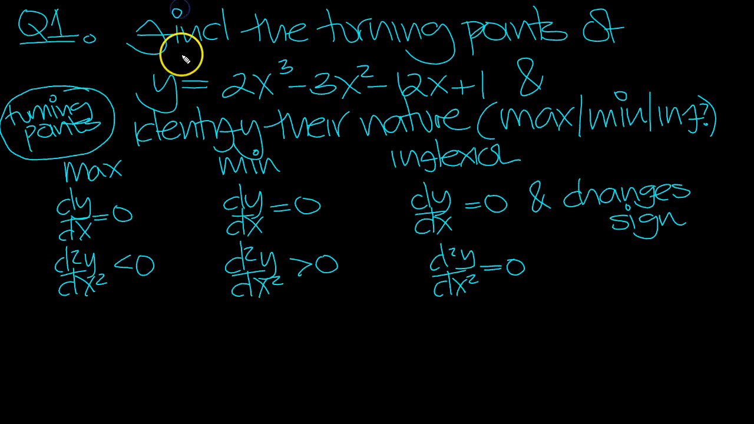Okay, this example says find the turning points of this curve and identify their nature. Well, turning points are when dy dx, the slope of the curve, is 0. That should be a flat top there. So there's an example of a local maximum or a minimum.